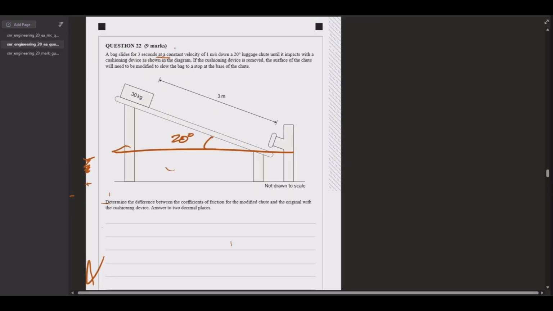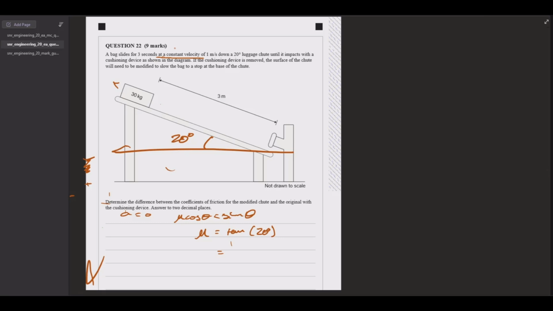Alright, because it says constant velocity here, it means that acceleration is equal to 0, which means we can't use suvat. So what we have to do now is, because acceleration is 0, the force of mg sin theta and mu mg cos theta are equal to each other. So we can say mu cos theta equals sin theta, and mu is tan of 20 degrees, which gives us 0.36.